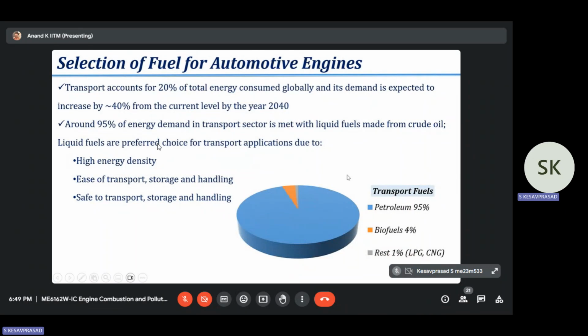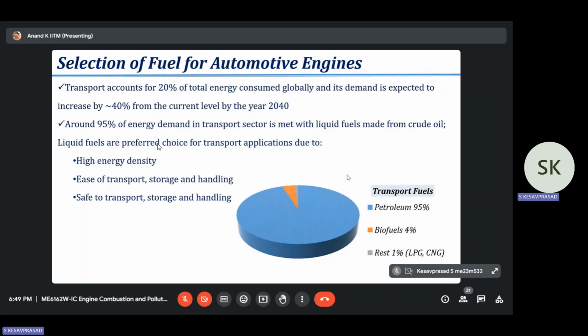So far we understood the role played by fuel in the combustion event for SI and CI engines. Now we are going to look at what criteria we are going to use to select a fuel for automotive applications. Before that, there is a larger picture. Fuel is a form of energy. So when we look at the energy demand for various sectors, the transport sector is the second largest consumer of energy. Which sector is the first largest consumer of energy? Transport comes in second.